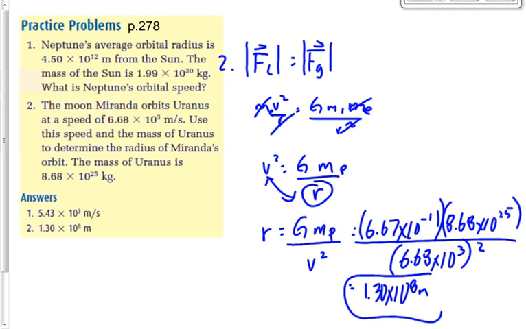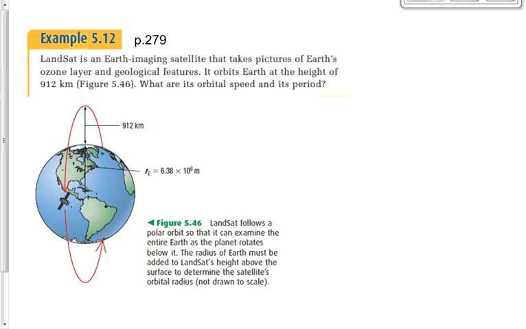Okay, I got 2 more examples that I want to do with you. First one is 5.121.279. It says Landsat is an Earth imaging satellite that takes pictures of the Earth's ozone layer and geological features. It orbits Earth at a height of 912 kilometers, so about twice the height of the International Space Station, a little bit more than twice the height of the ISS. What are its orbital speed and period?